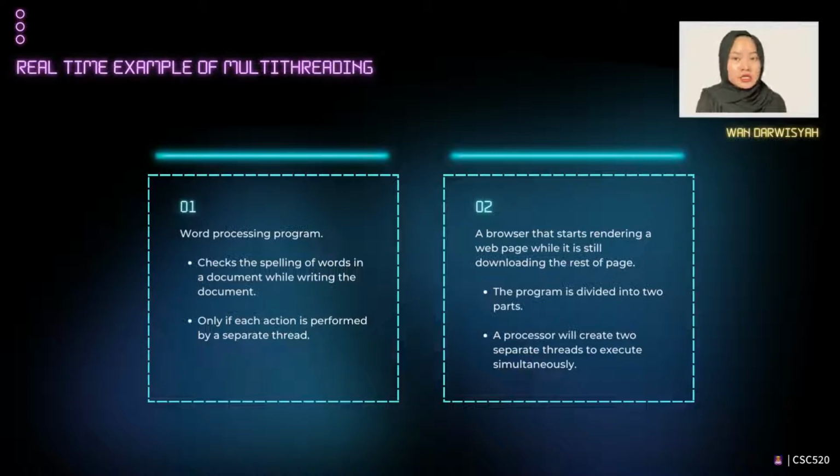These parts may represent two separate blocks of code or two separate methods that can perform two different tasks of the same program. Hence, a processor will create two separate threads to execute these two parts simultaneously. Thus, a processor has two threads that will perform two different tasks at the same time.